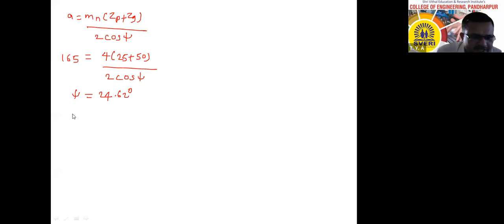Now calculate Mn is equal to M cos psi. Mn value is 4, M cos of 24.62 degree. Calculate the value of M in mm. 4.23.